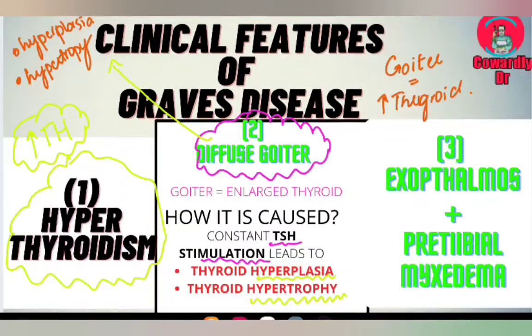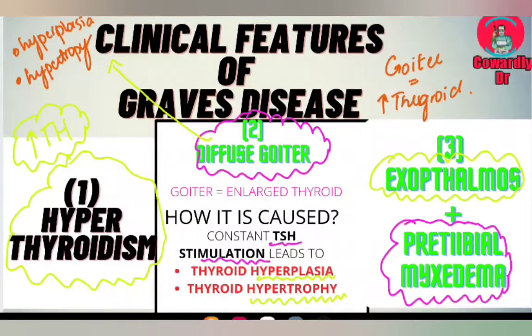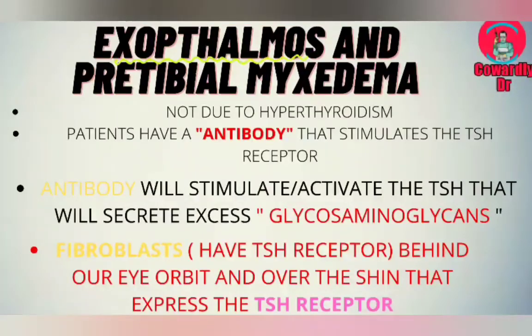And the third main point is exophthalmos as well as pretibial myxedema. So now we will discuss exophthalmos as well as pretibial myxedema. The main point which we first need to know is that it does not occur due to the hyperthyroidism. It does not occur due to the thyroid hormone. It occurs due to antibody.